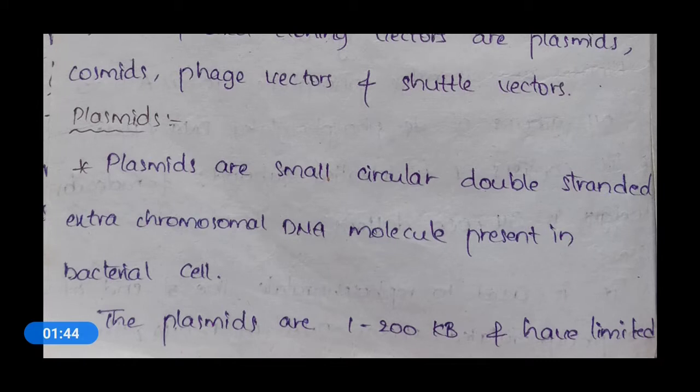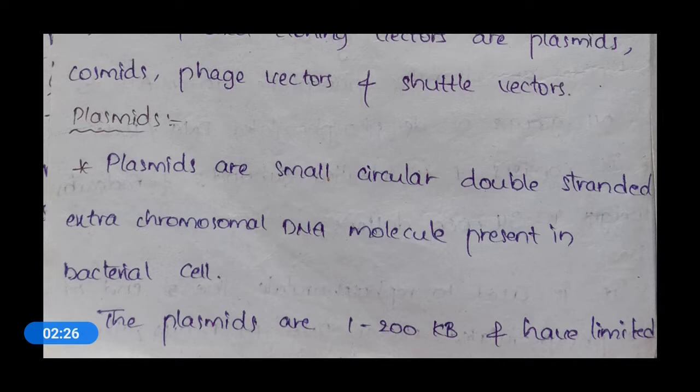These plasmids are nothing but small circular double stranded extra chromosomal DNA molecules which are present in bacterial cells. That means these are isolated from bacterial cells. These plasmids are around 1 to 200 kb in size, and they have a very limited number of genes. That means they carry very few genes due to their smaller size.